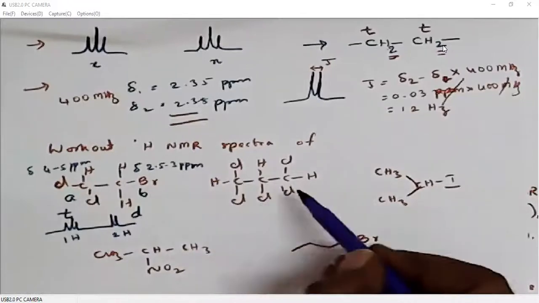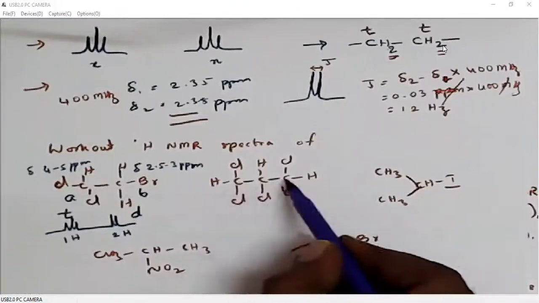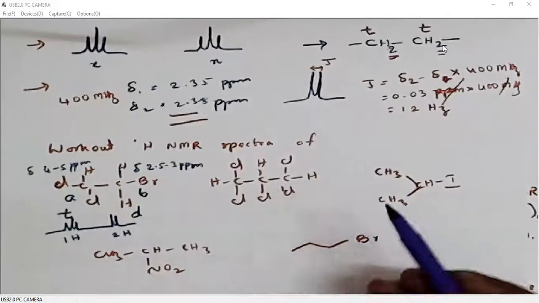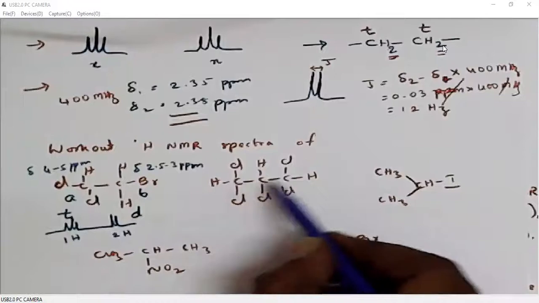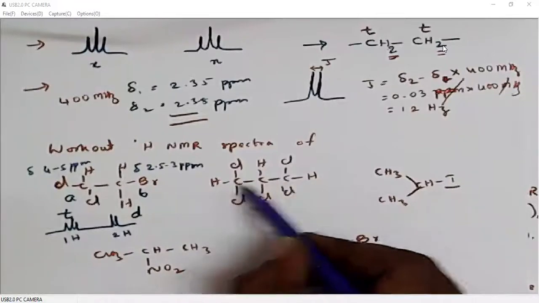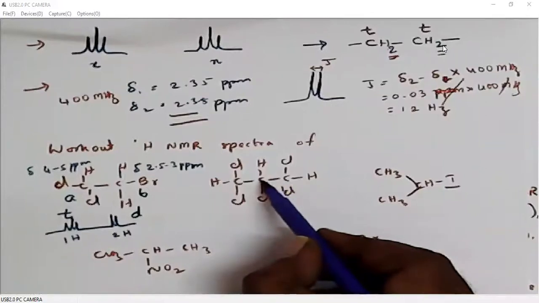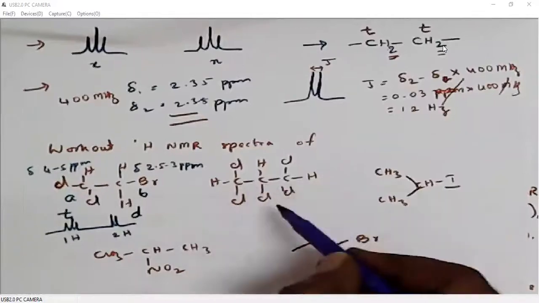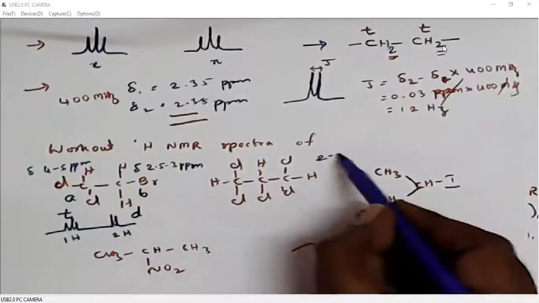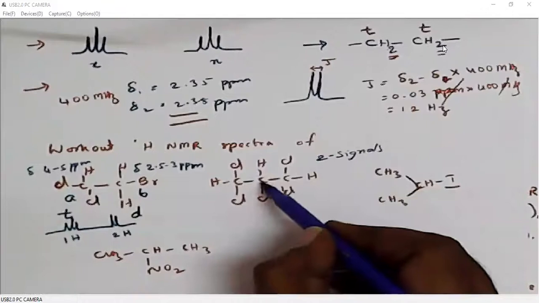For example, look at this molecule. It is having three non-equivalent protons. It is having two non-equivalent. This carbon and this carbon have the same chemical environment, so they are chemically equivalent, whereas this carbon is chemically non-equivalent to these two. So we will get two signals here. How many? Two signals, right? These two protons will give one signal, this proton will give one signal.